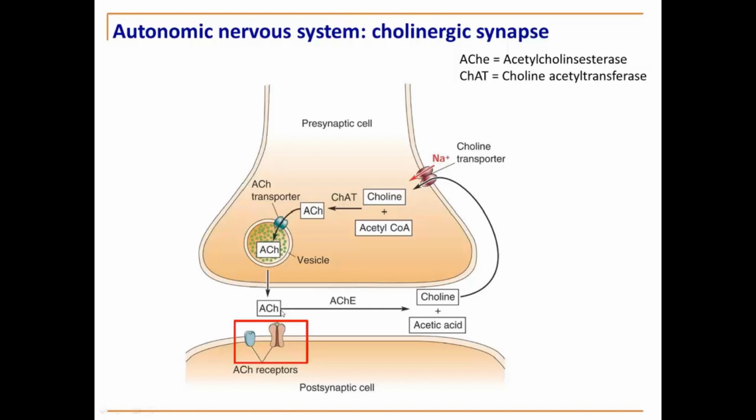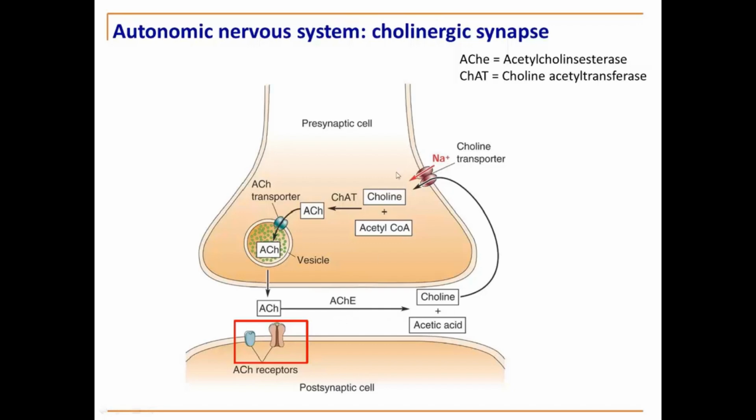Now that acetylcholine can either diffuse away or it can be degraded by acetylcholine esterase, AChE, and that is broken down into choline and acetic acid, and the choline can get taken back up into the cell, react with acetyl-CoA to form acetylcholine again, and get taken back up into the vesicle. So really what the acetylcholine esterase is doing is breaking down the acetylcholine, so it's hanging around in the junction for less time.